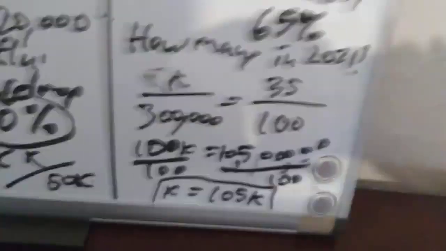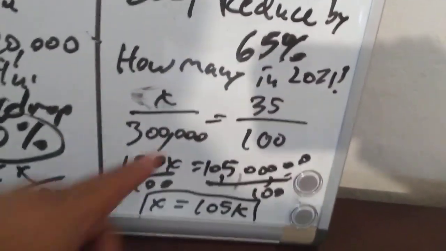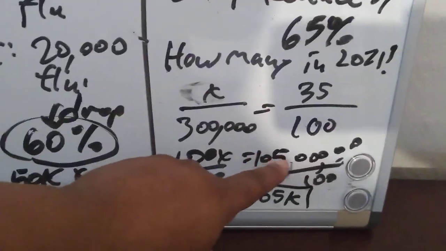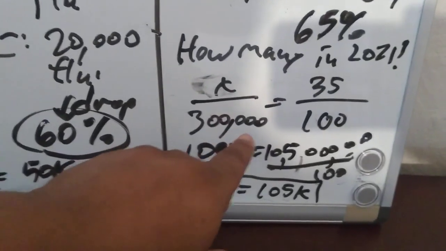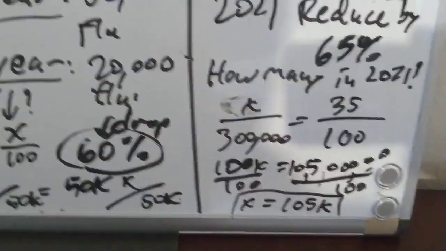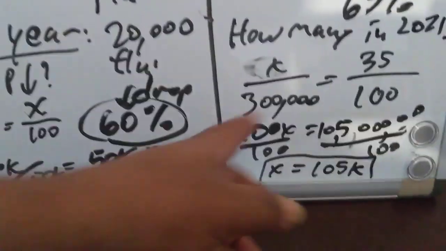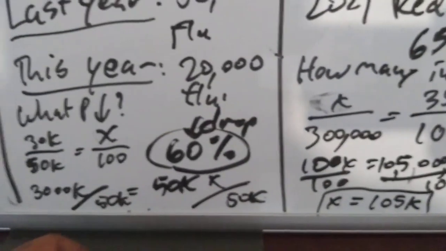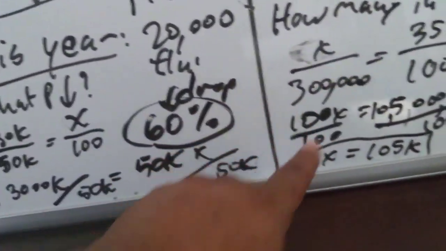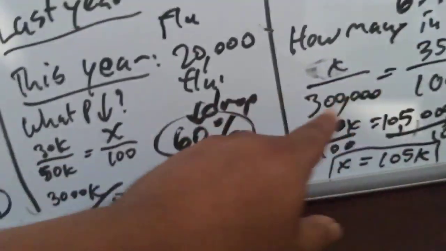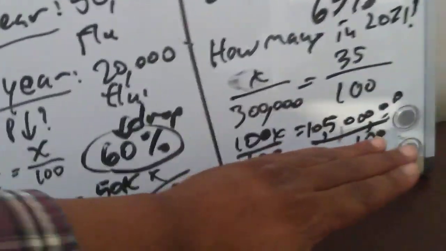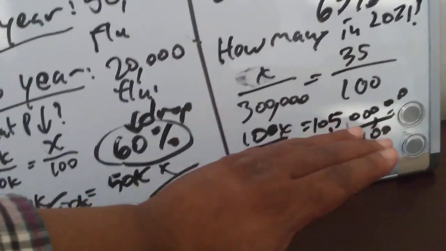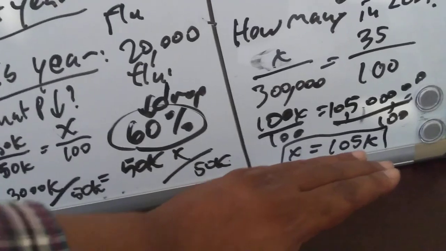If you crisscross, we're going to have 100x and then 300,000 times 35. Just 3 times 35 is 105, and you have to count these zeros: 1, 2, 3, 4, 5. So there are 5 zeros there. When you multiply numbers with lots of zeros, you multiply the two non-zero numbers and then add in the rest of the zeros. So when you crisscross multiply, you get 100x equals 105 with 5 zeros. Then we divide both sides by 100, so 2 zeros come off, and we're left with 105,000. So 105K is the answer.